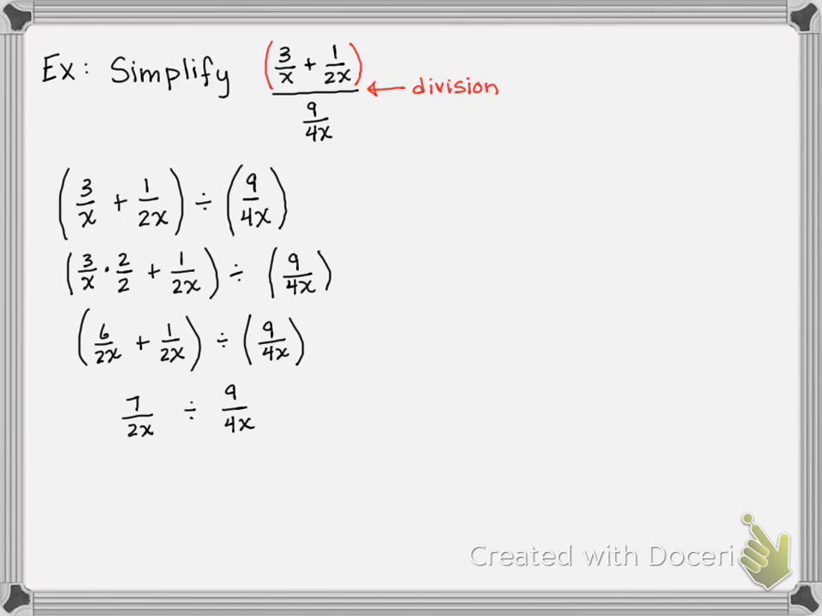So now we're ready to do the division. So I'm going to multiply 7/2x by the reciprocal of my divisor, so 4x/9. And we don't really have to do a ton of factoring to see what's going on here, although you can definitely do the prime factorization if you want. We see that there's a factor of x that cancels, right? And then a factor of 2. Everybody see that? So we end up with 14 over 9.